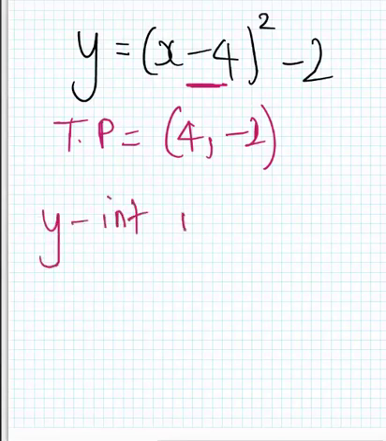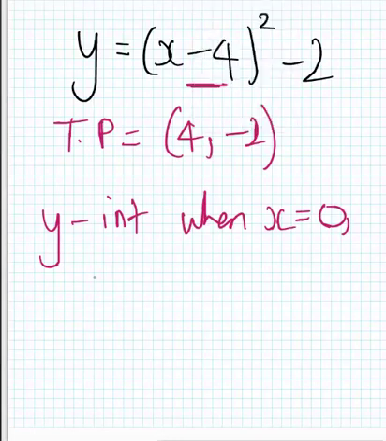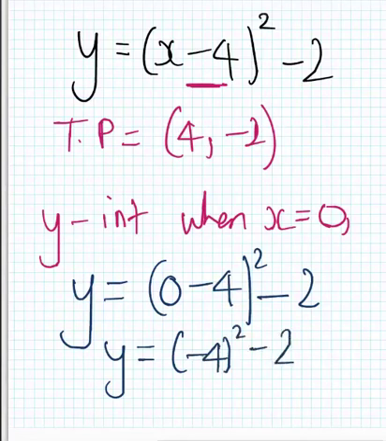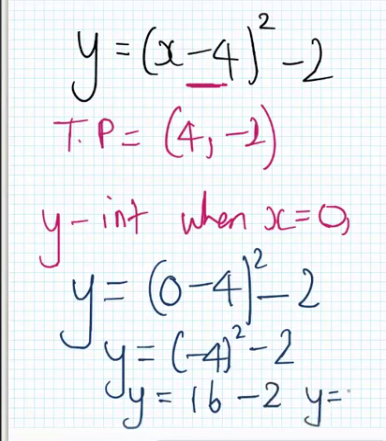And to find the y-intercept, it's when x equals 0. So be very careful. Don't just think the y-intercept is negative 2. This is not in a trinomial form. So we have to make x equals 0 and work it out. So y equals, when x is 0, we have 0 minus 4 squared minus 2. 0 minus 4 is just minus 4. And minus 4 times minus 4, remember, it's in brackets, so minus 4 times minus 4 is a positive 16. And we've got the minus 2 there. And finally, 16 minus 2 is 14. And there is our y-intercept.